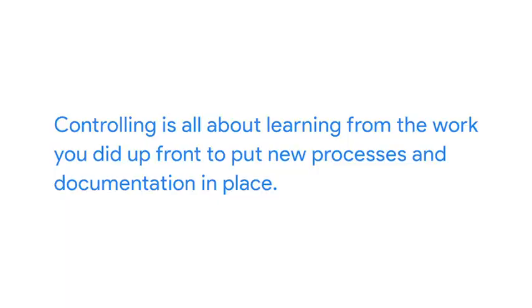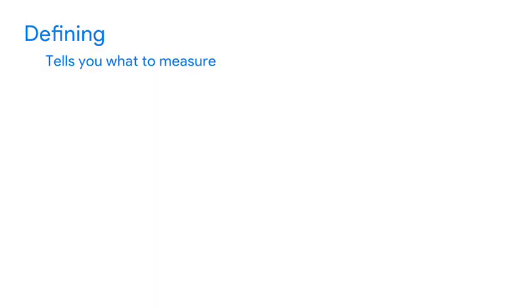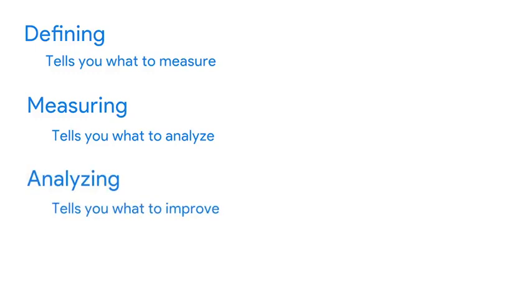The last step of this cycle is control. You've gotten the process and project to a good place, and now it's time to implement it and keep it there. Controlling is all about learning from the work you did up front to put new processes and documentation in place, and continue to monitor so the company doesn't revert back to the old, inefficient way of doing things. To sum it all up, you can remember DMAIC like this. Defining tells you what to measure. Measuring tells you what to analyze. Analyzing tells you what to improve, and improving tells you what to control.